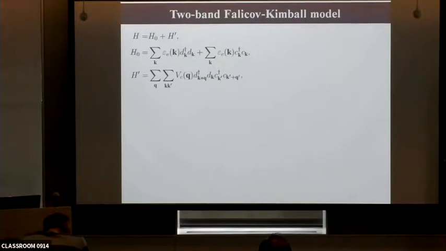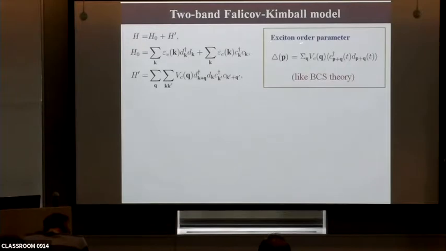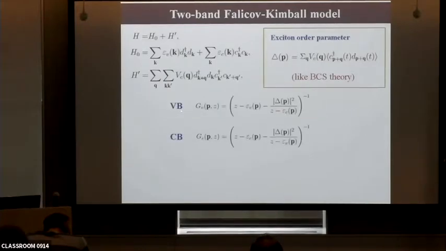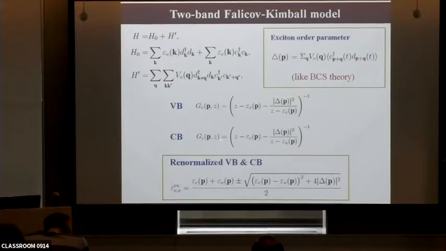So we solve this model Hamiltonian within the mean field level. We introduce the excitonic order parameter like this. It is similar to the order parameter in the BCS theory. Then we can write down the Green function for the valence and conduction band in terms of the excitonic order parameter. Since the pole of the Green function describes the band dispersion, we can obtain the renormalized valence and conduction band. Here, I'd like to emphasize that the renormalized valence and conduction bands depend on the excitonic order parameter.